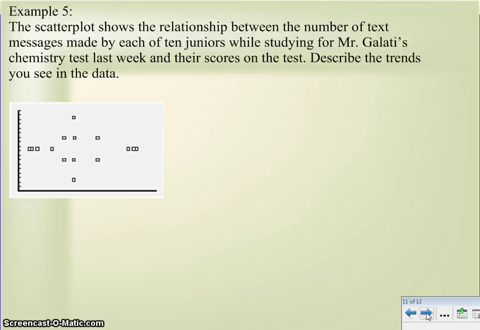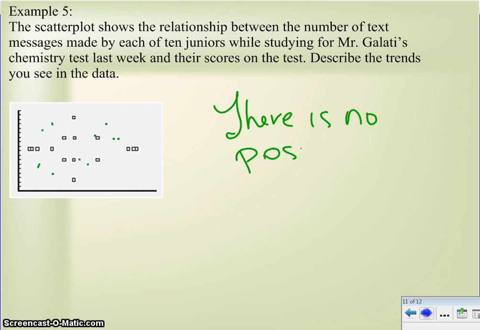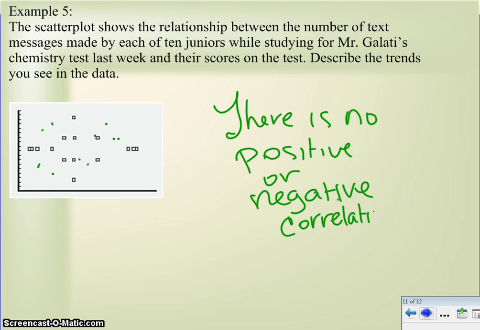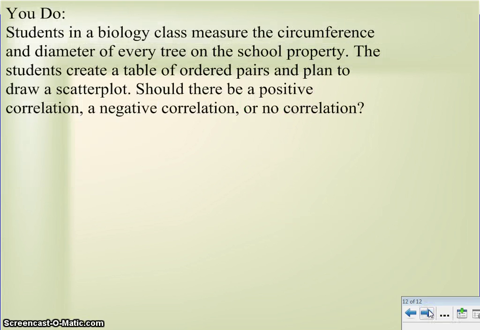So when you're looking at the data here, you can see that it is literally scattered all over the place. And so in this situation, we could say that there is no either positive or negative correlation. There's no correlation at all. How many texts they sent has nothing to do with their score on the test. And sometimes that's what you'll find, and that's what you need to know that it looks like. It's a scatter plot that literally is all over and has no clear direction.